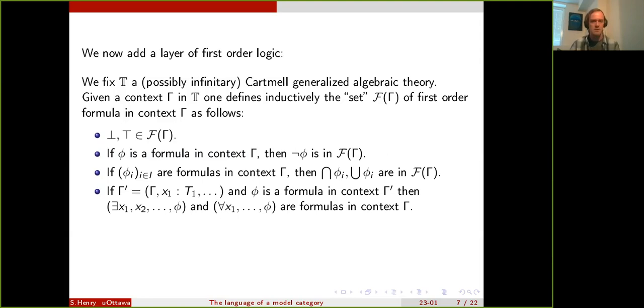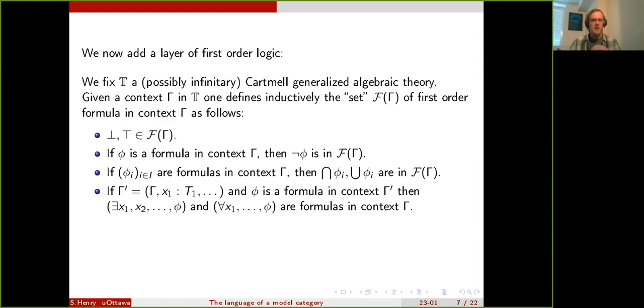Can I just ask a quick question? Yeah, sure. So in the conjunctions and disjunctions, the indexing set I is just a set in the metatheory? Yes, yes. Right? Yeah, okay.